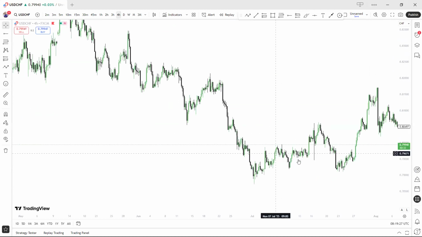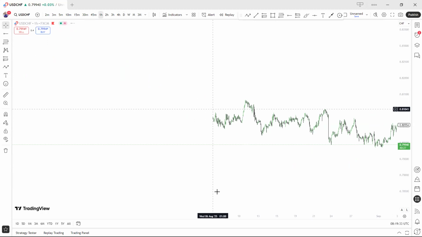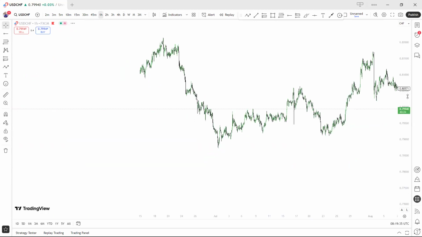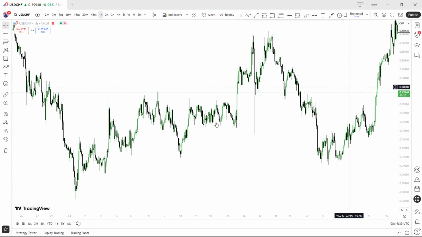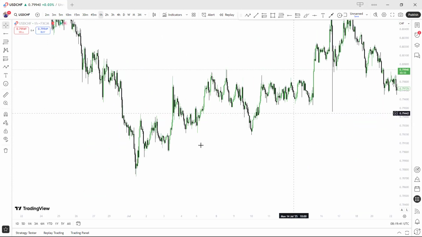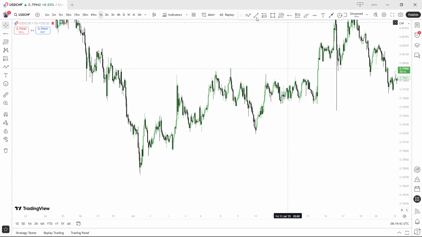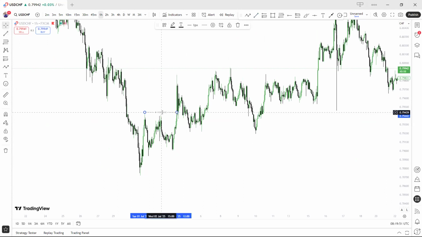So what did I look out for? I went to my 1 hour time frame on this same chart. So that's how I got that long 1:17 buy. I went to my 1 hour time frame, and what did I observe? I observed a market structure shift. Some people call it a change of character, but for this video, I'm calling it a market structure shift.